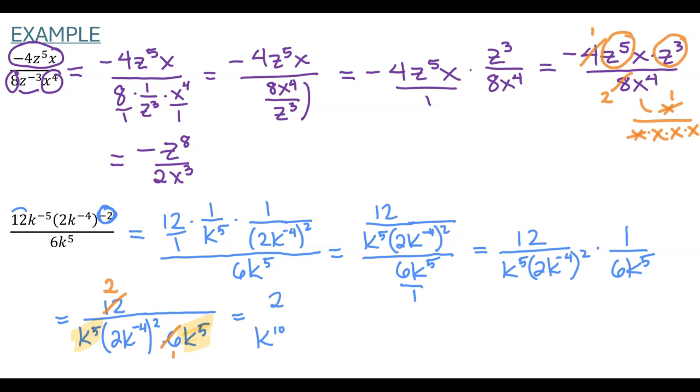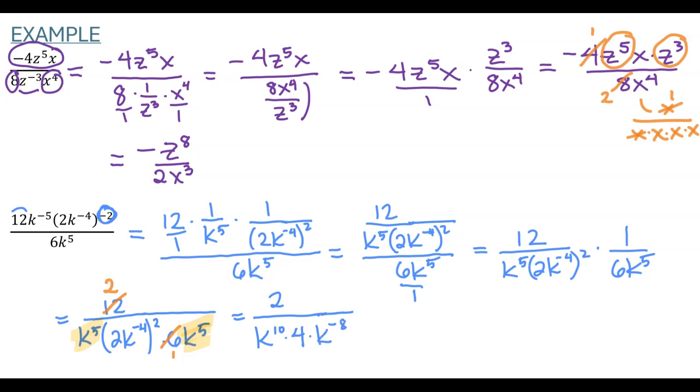And then I think the last thing I want to do in this step, and you can absolutely split this into multiple steps if this is kind of a lot to do in one step for you, is square everything in the parentheses. So 2 squared is 4. I only square the 2 because of the parentheses. If they weren't there, that squaring would not affect the 2. K to the negative 4 squared is k to the negative 8.